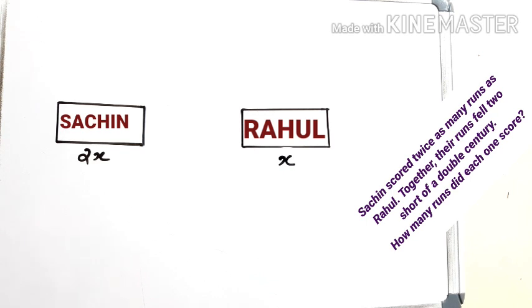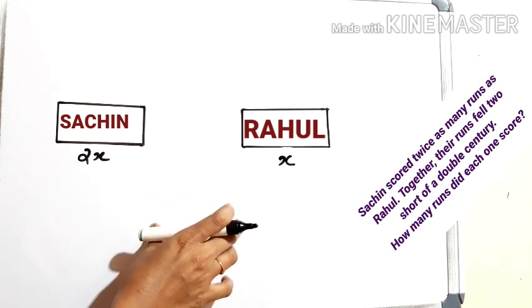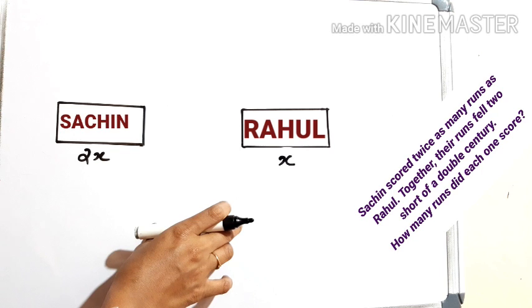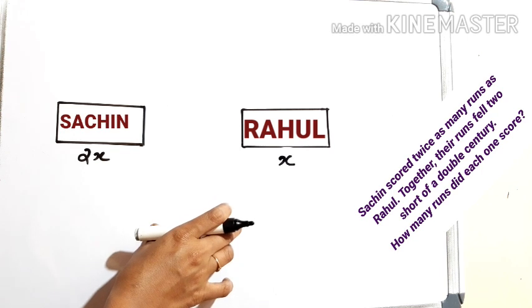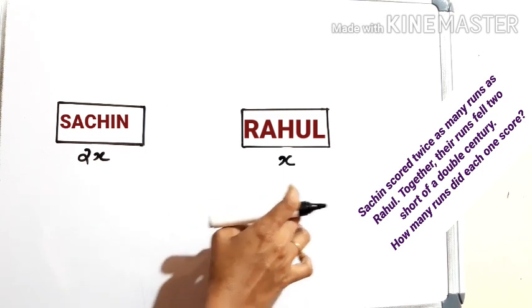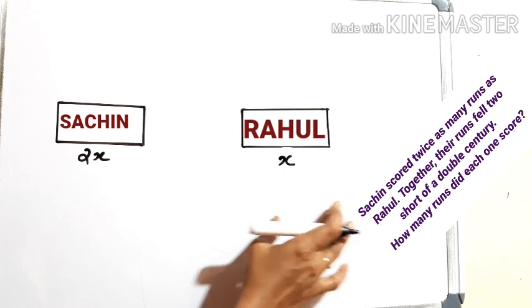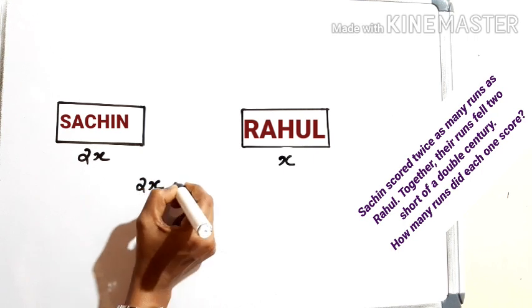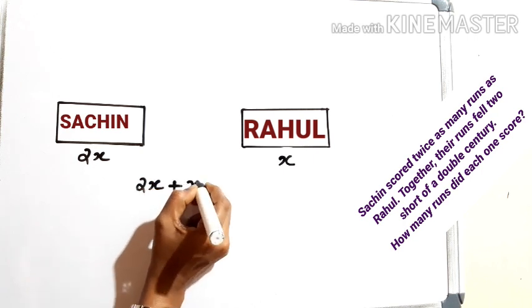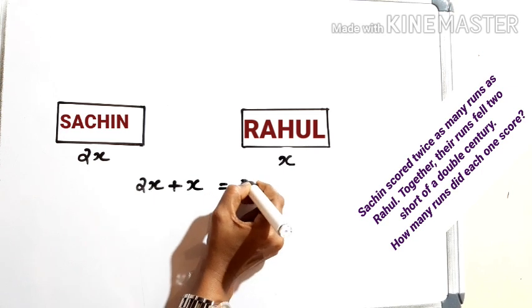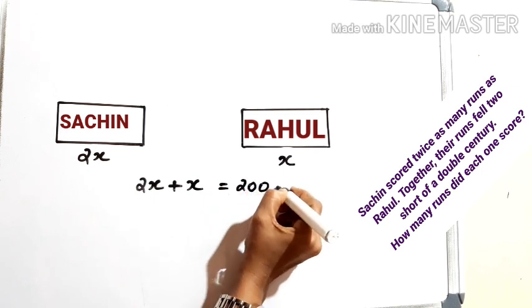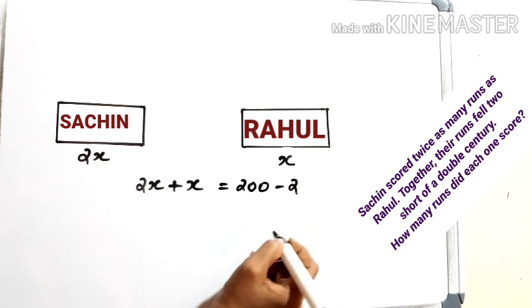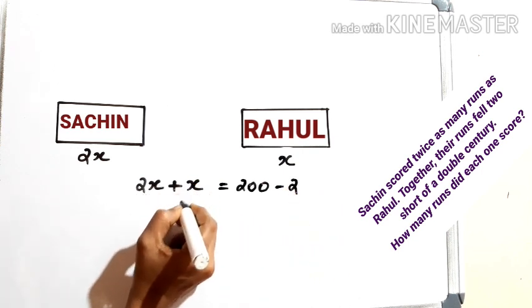Together, their runs fell too short of a double century. Century means 100 runs, right? 100. Double century, 200. Too short of a double century means 200 minus 2. Listen carefully. Together means Sachin's score 2x plus Rahul's score x equals too short of a double century, 200 minus 2. Okay? 2x plus 1x.